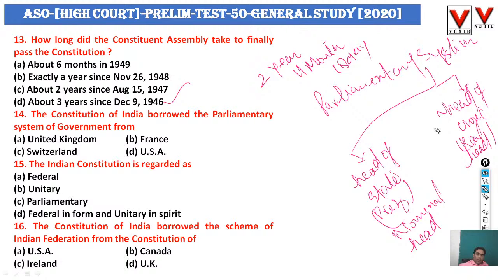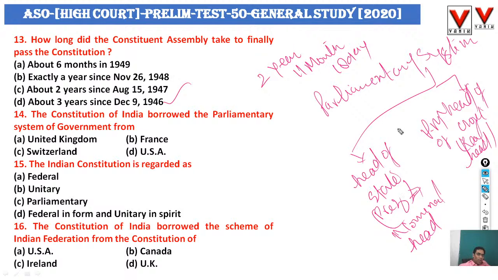Okay, and that is the prime minister of India, and this is the president of India. So in the parliamentary form of government, there are two heads: one is the head of the state, and the other is the head of the government. The head of the state is a nominal head, and the head of the government is the real head.